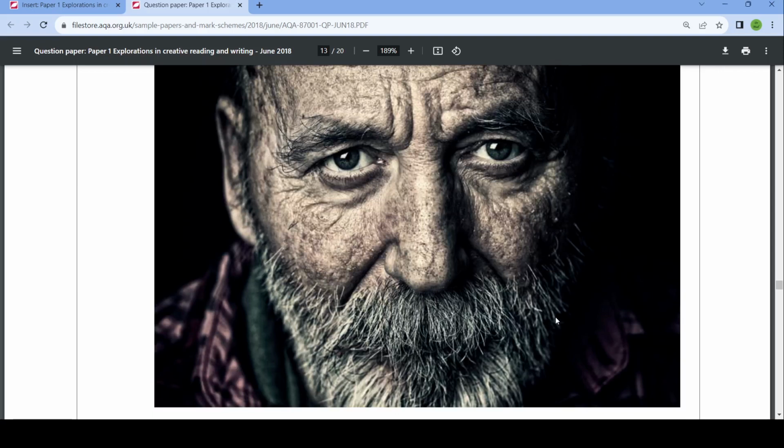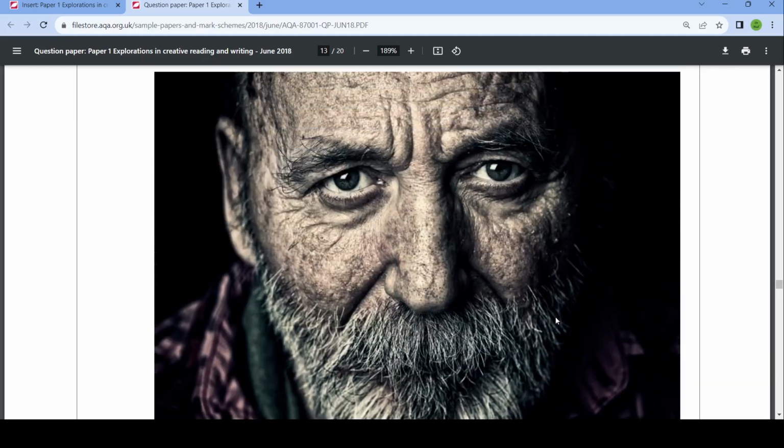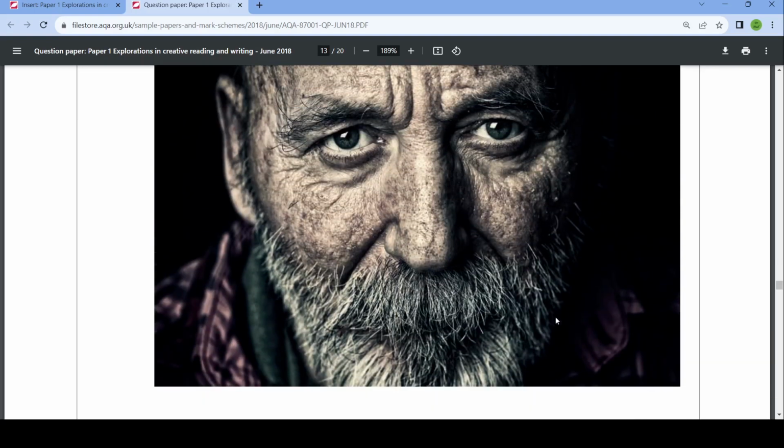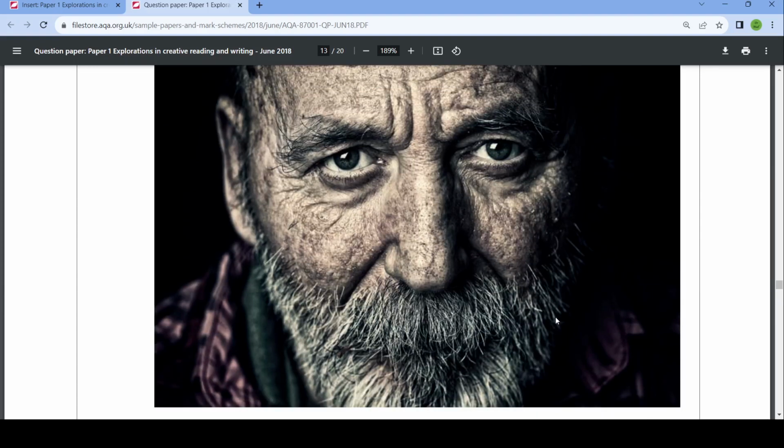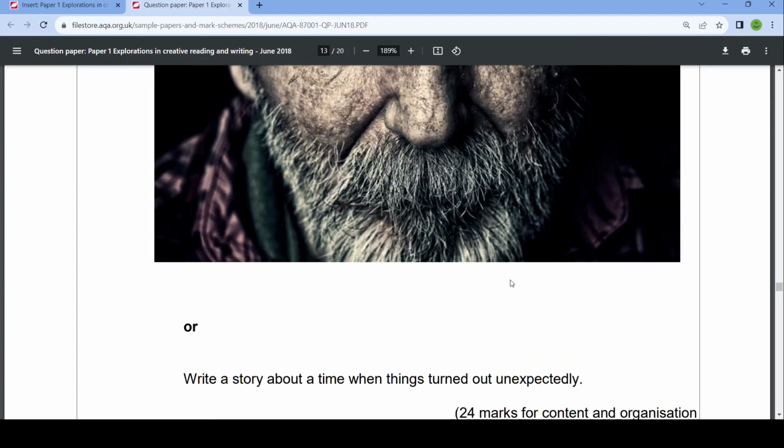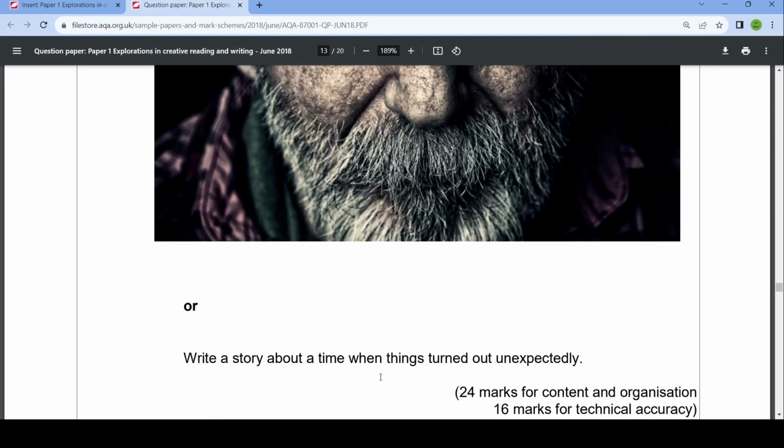Okay, the picture is there to help you, not to hinder you, not to stop you from doing well. So, for example, your description doesn't actually have to be about this particular face. It could be some other face that you might prefer to write about. And similarly, the title here is just meant as a starting point. The point about the picture and the title is that you're not supposed to just turn up and write down something that you have memorized.